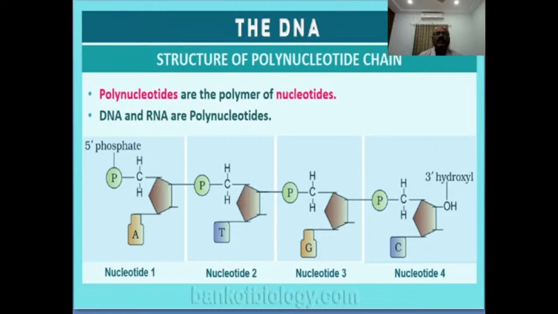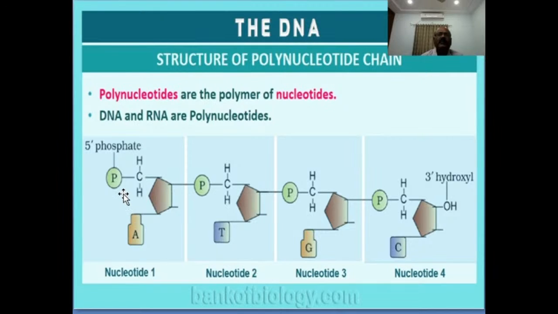So a nucleotide possesses three types of components. That means a nitrogen base, sugar and phosphate. These three together are called a nucleotide. So this is one nucleotide, this is one nucleotide, this is one nucleotide, this is one nucleotide. So many nucleotides are there in DNA and RNA. That's why DNA and RNA are called a polynucleotide chain.